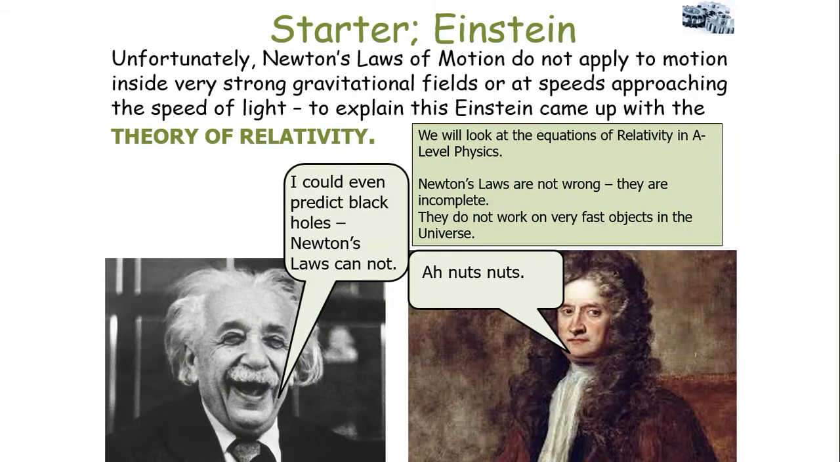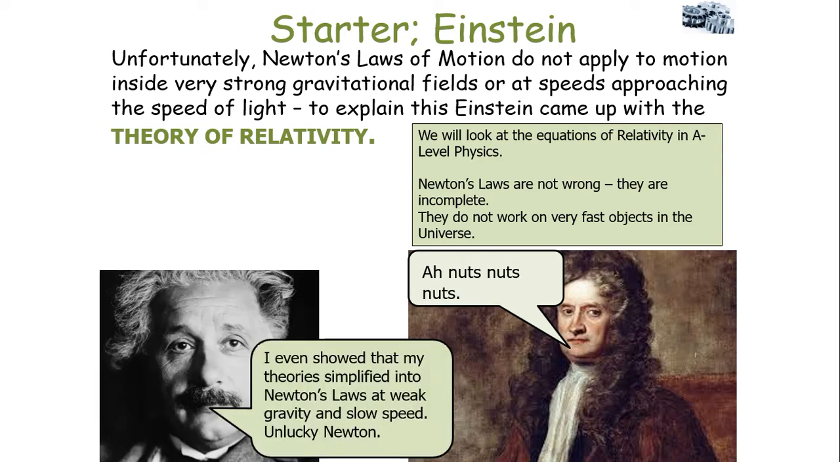Now in addition to that, when we look at relativity in A-level physics, once again Newton's laws of motion do not apply to motions inside very strong gravitational fields or speeds approaching the speed of light, so we came up with a theory of relativity. So again, it's not that Newton's laws are wrong, they're just incomplete. Now in fact, if you simplify the theory of relativity and weak gravity and slow speeds, you can actually pull out Newton's laws of motion.